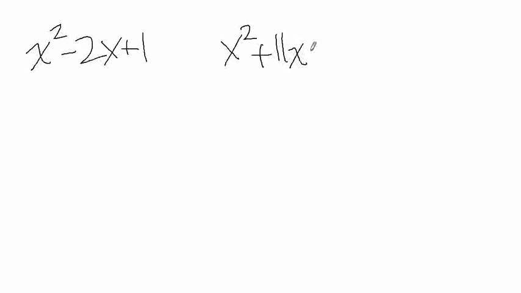All right. x squared minus 2x plus 1, x squared plus 11x minus 12, and 1 minus x. Pause the video and see if you can find the least common denominator of these 3 denominators, please.